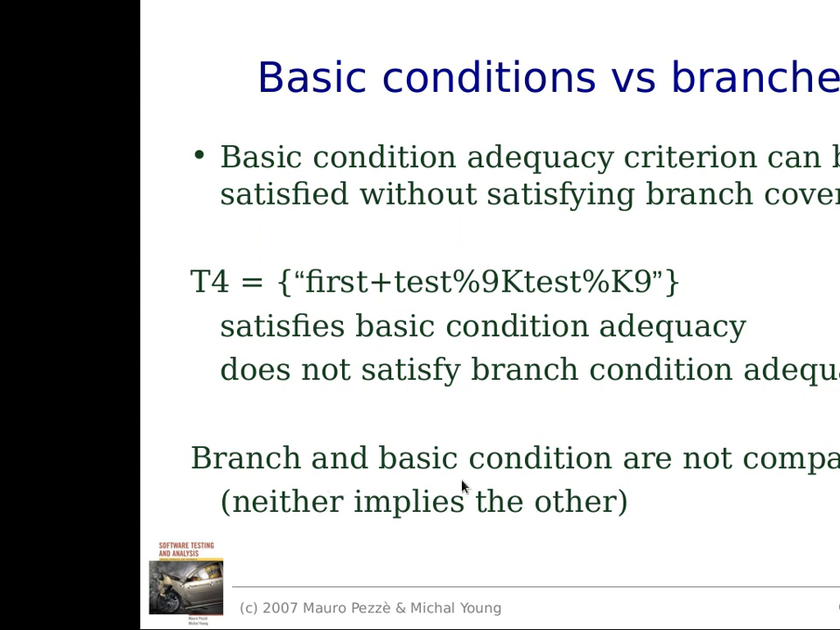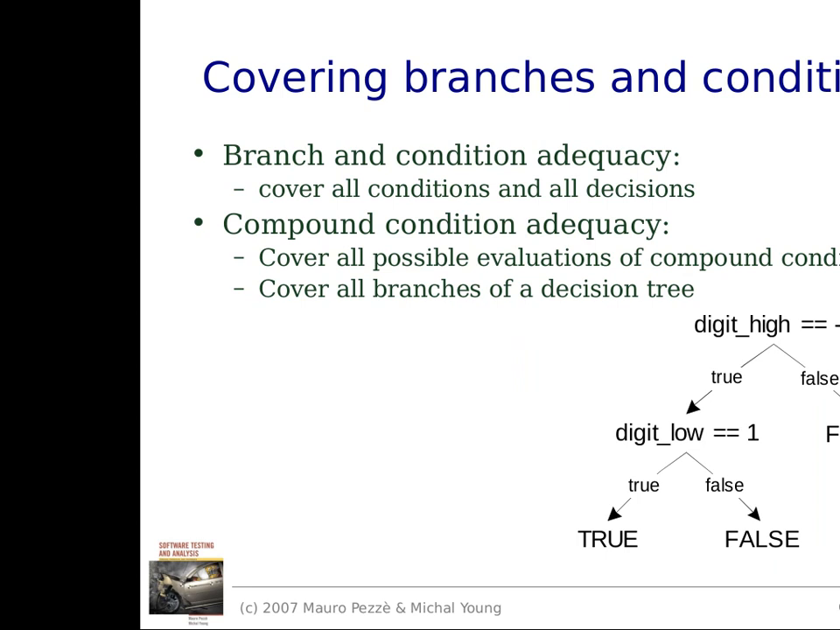So what it comes down to is branch and condition coverage are not comparable. They don't imply each other. In a way, this is good because this means you can now look at your structural code from 2 different perspectives and maybe come up with some better test cases, as opposed to just one subsuming the other.